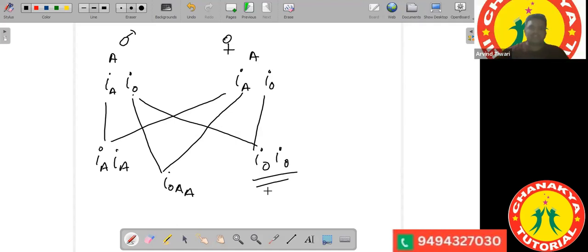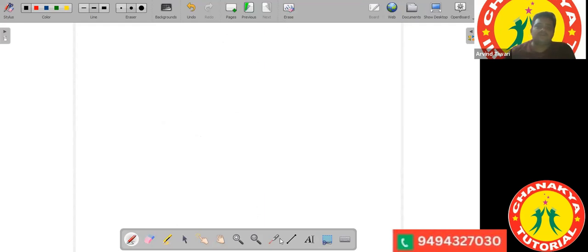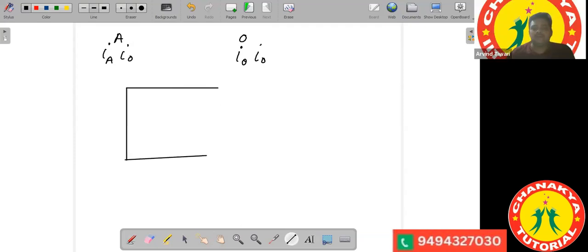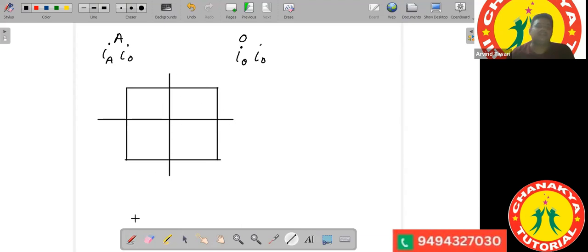Okay, so let's check it like this. Your father has A blood group, your mother has O blood group, right? Your father will have IA and IO. Your mother will have the alleles IO and IO. So just making the cross, you can make it over there, or you can use the Punnett square, but I think this will be easy to understand here.